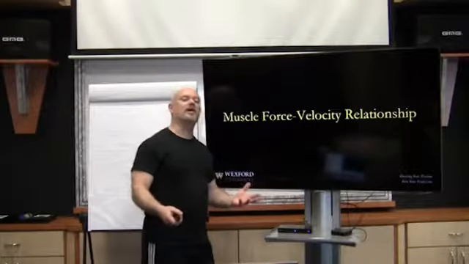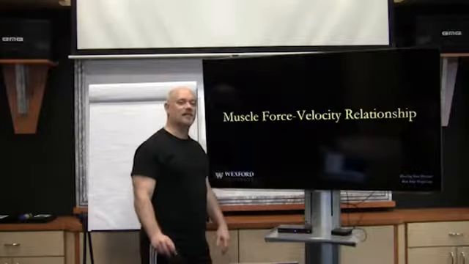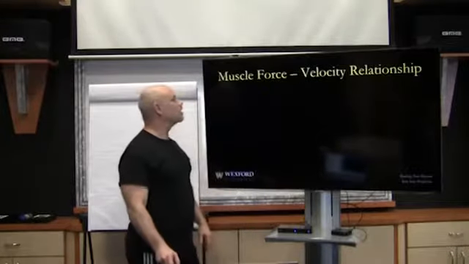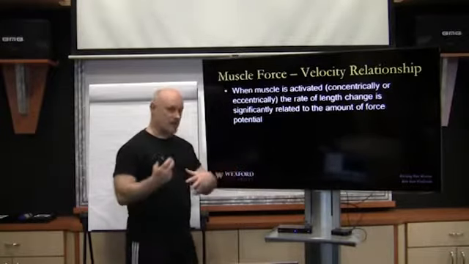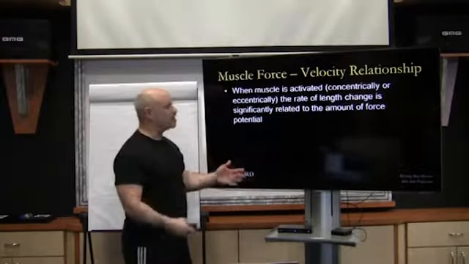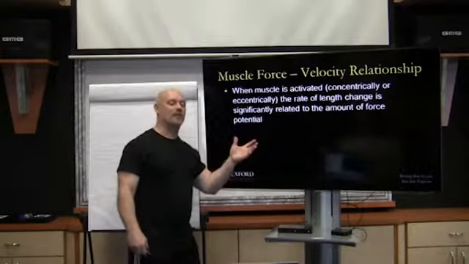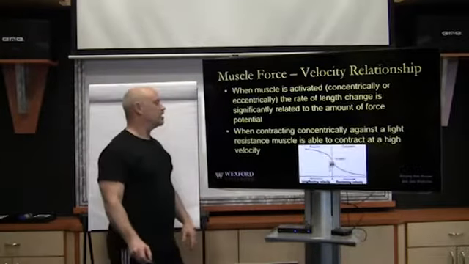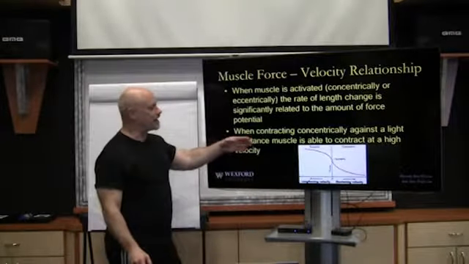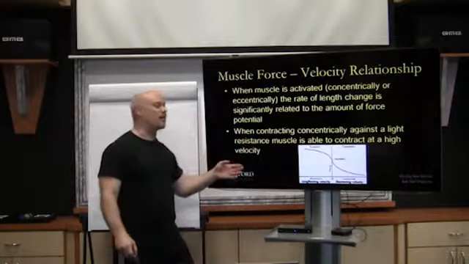Now the last section of Learning Module 2, we're going to be talking about muscle force velocity relationships. What is it? When the muscle is activated, either concentrically or eccentrically, the rate of length change is significantly related to the amount of force potential. So what does that mean? When contracting concentrically against a light resistance, muscles are able to contract at a high velocity.